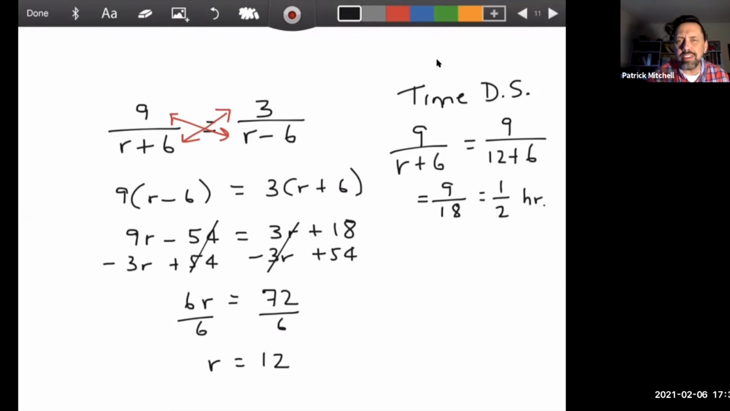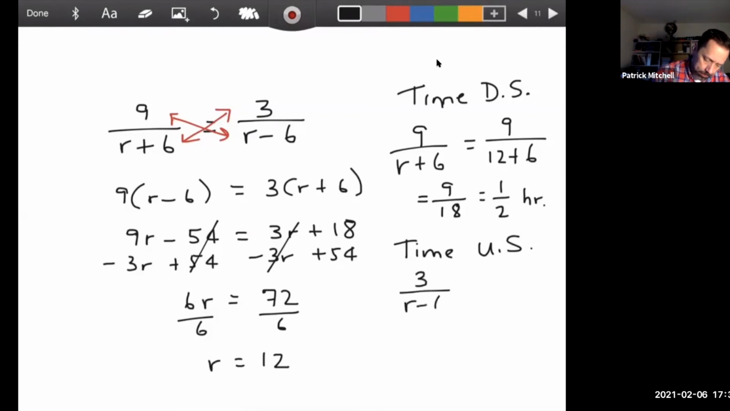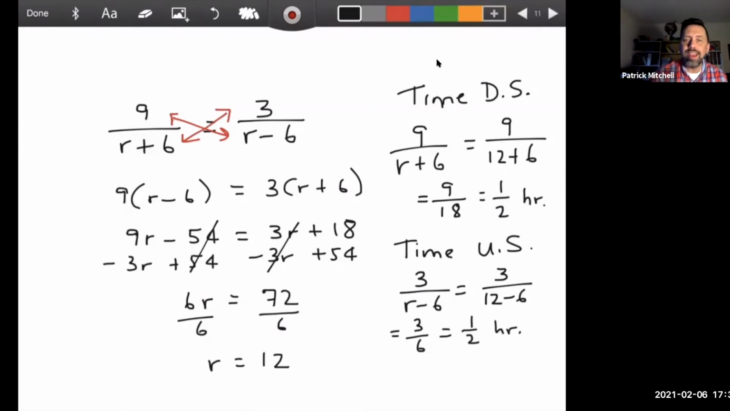Now, at this point, we really do have all the information we need to answer the question. We could answer it now. I'm going to do something that might seem a little overkill. I'm also going to plug the value of R into the time going upstream. There's kind of a check built into this. If you put that in, you get 3 over 12 minus 6, which is 3 over 6, which is also 1/2. I wanted to make sure that those times came out the same.